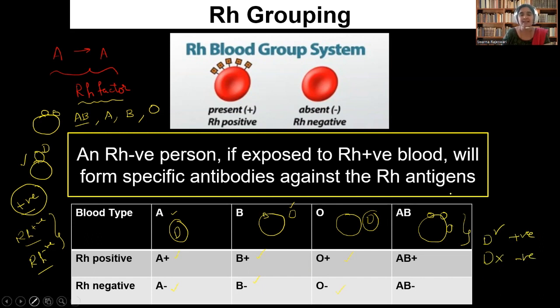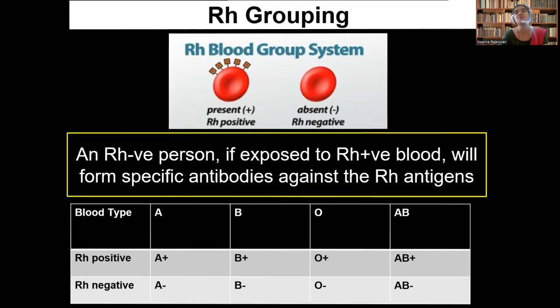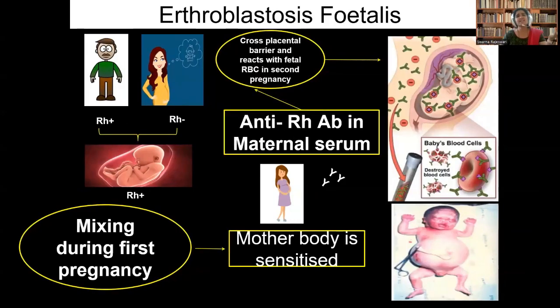So why are we calling it as Rh? It was first identified in the monkey, which is called the rhesus monkey. So we are calling it as rhesus factor, and depending on the presence of antigen D, we are calling it as positive or negative. So what is the necessity of studying all these? There is a thing which is called erythroblastosis foetalis. This is a most dangerous thing which is related to the Rh factor.